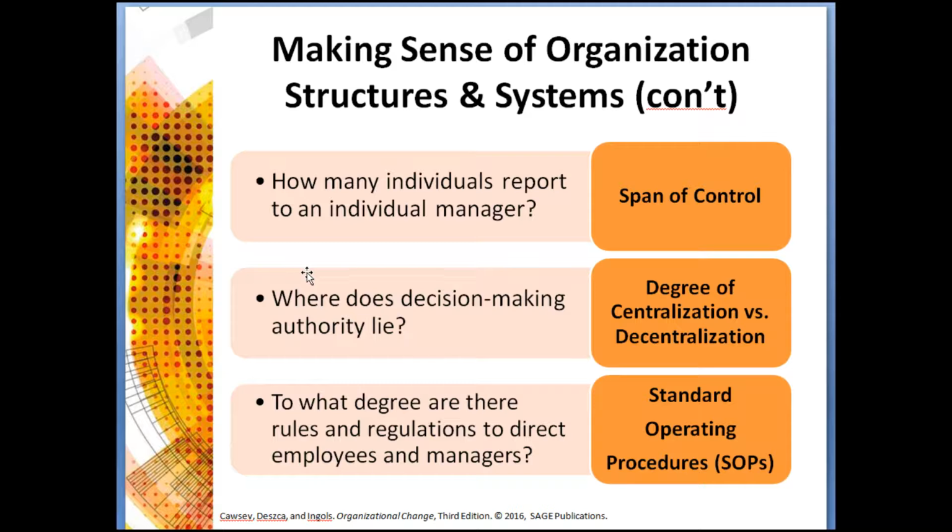So how many people does each boss have to look out for? Degree of centralization versus decentralization. Do we decide most things at headquarters, centralization, or do we push decisions down to the lowest level, decentralization? Decentralization is quicker. There's less communication that needs to happen, but also we have many more different people making decisions, so our decisions won't be nearly so consistent.